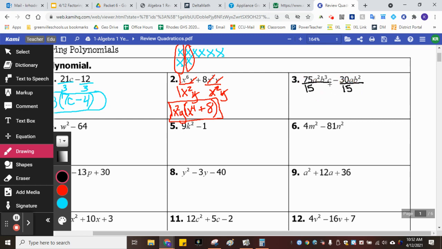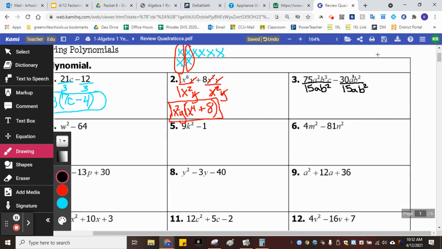The least number of A's, A squared and A. That means they have one A in common. B cubed and B squared, the smallest is the 2, so B squared. C to the 1, C to the 0, there's no C here. So the smallest is no C's.